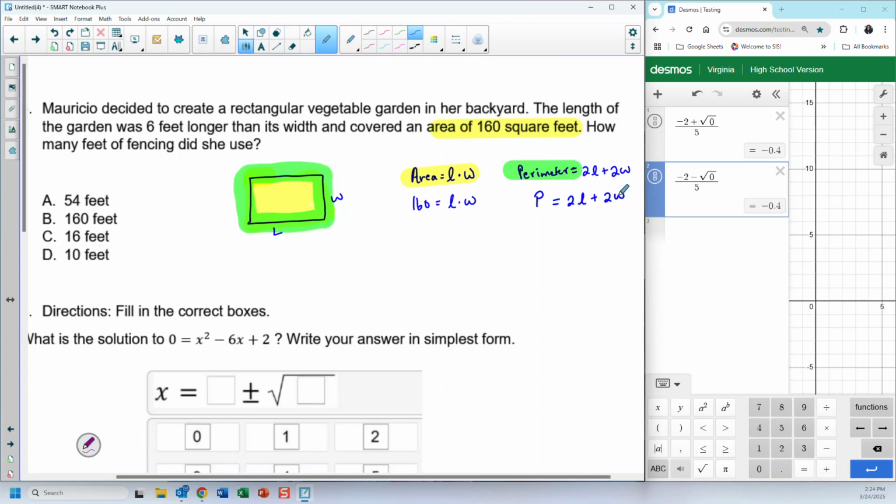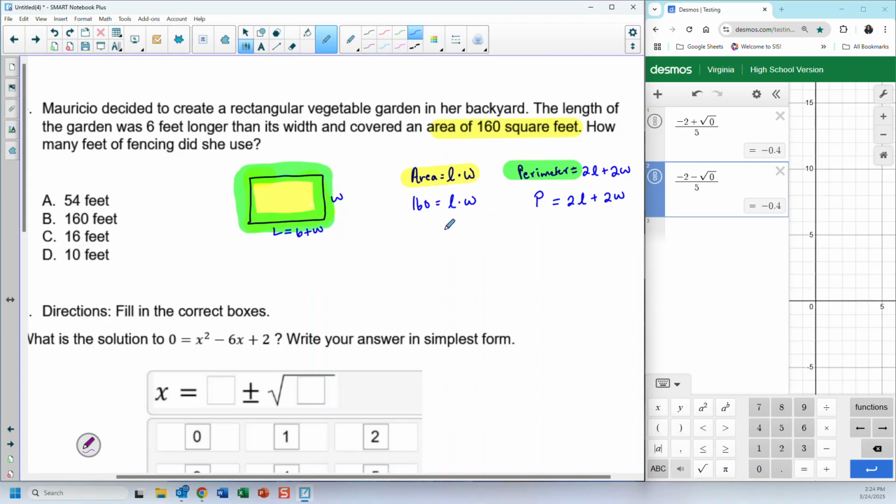There's so many unknowns in this so far. So the other part here tells me that the length of the garden is 6 feet longer than the width. So if the width is w, then the length is 6 feet longer than the width.